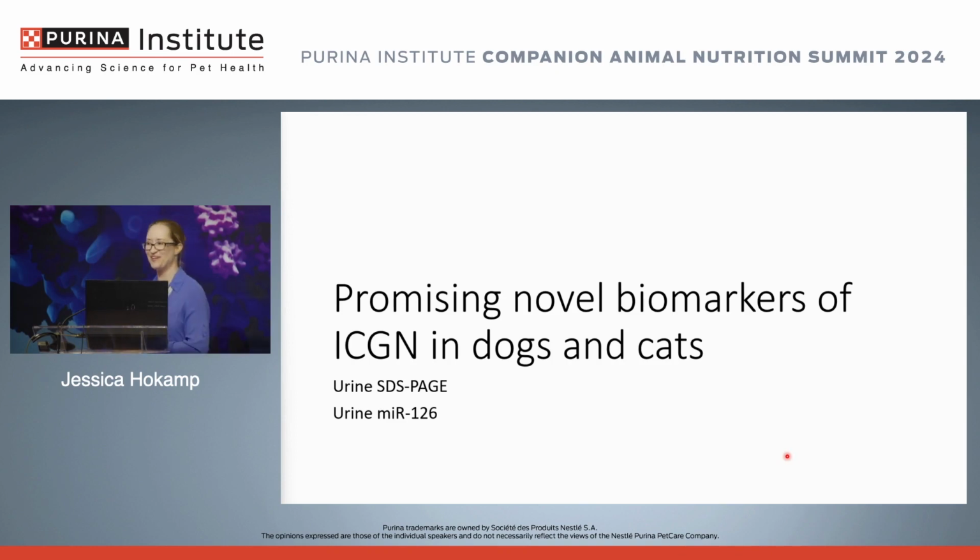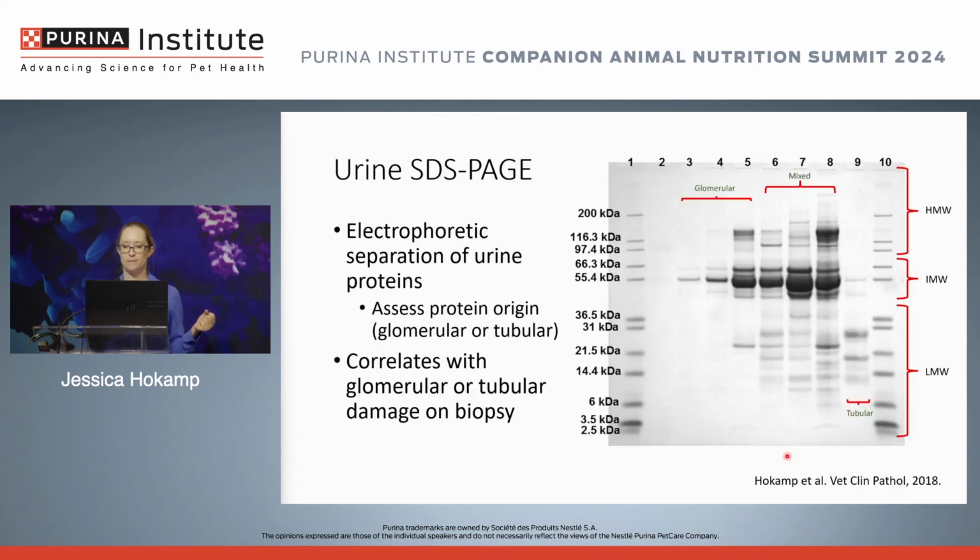Okay, so hopefully I've made you very excited about histology, which is what we look at all day long. But now let's talk about some promising biomarkers in dogs and cats. And I'm going to talk about two of them that we're looking at in the IVRPS for sake of time, but I'm happy to talk more later if you would like.